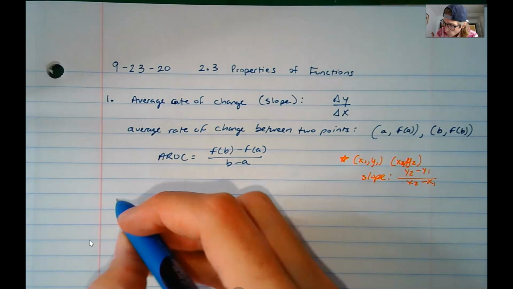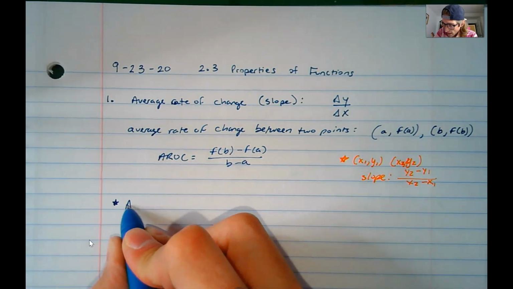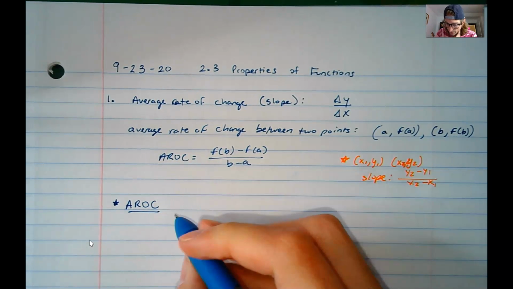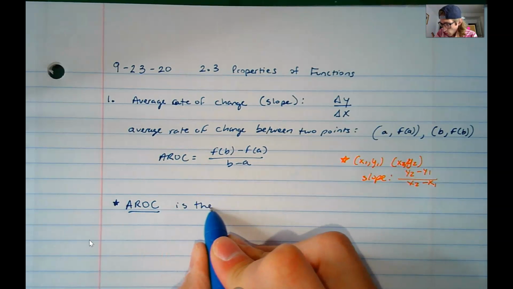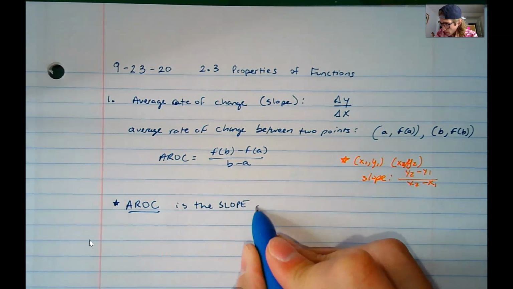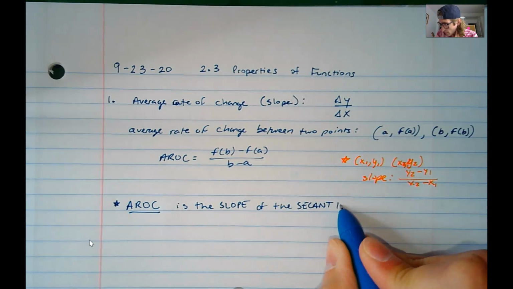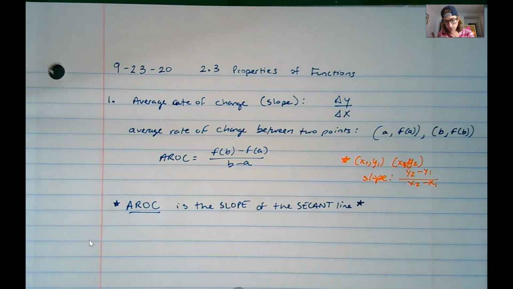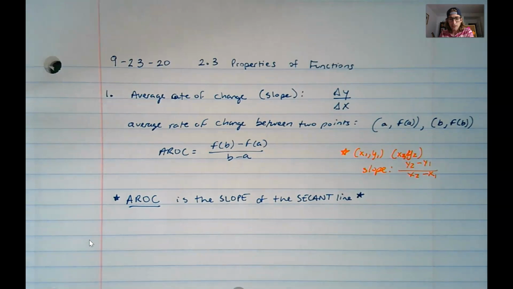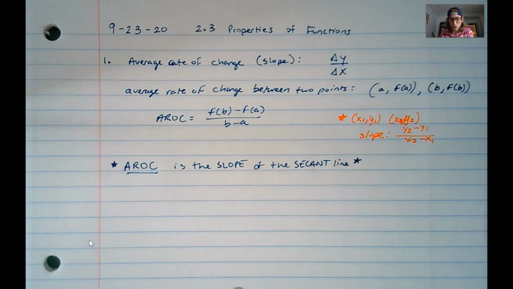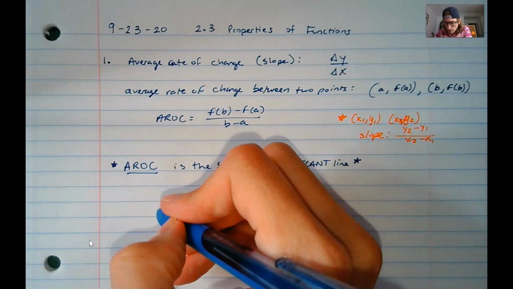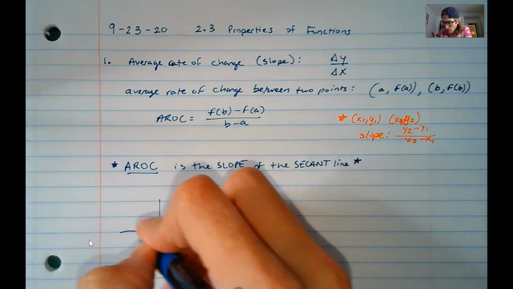So let's write this one more time. The average rate of change is the slope of the secant line. Now, I don't know how much you know about secant lines. There's a difference between what a secant line is and the function secant, the trig function secant. A secant line is a line that hits something twice. So I'm going to give you 2 quick sketches here.